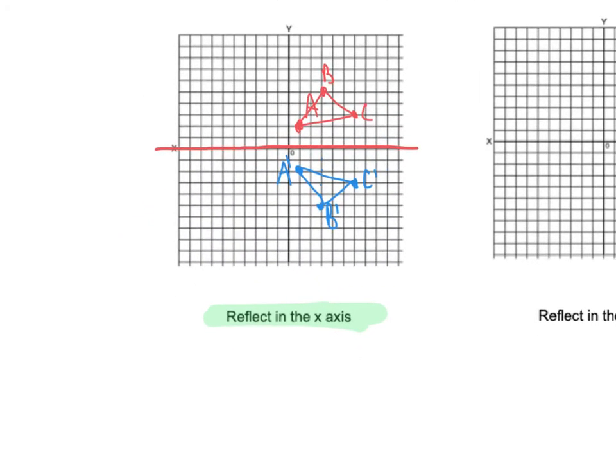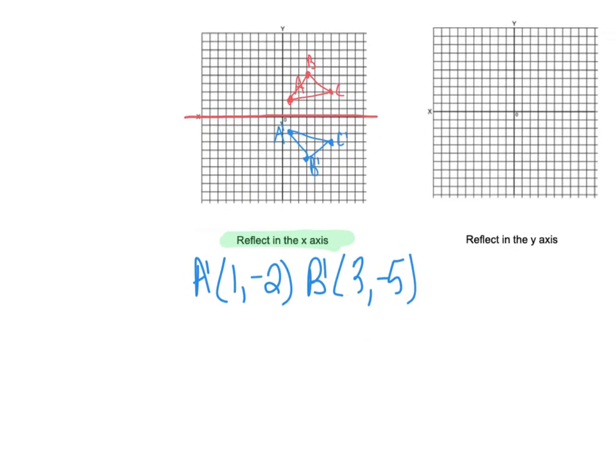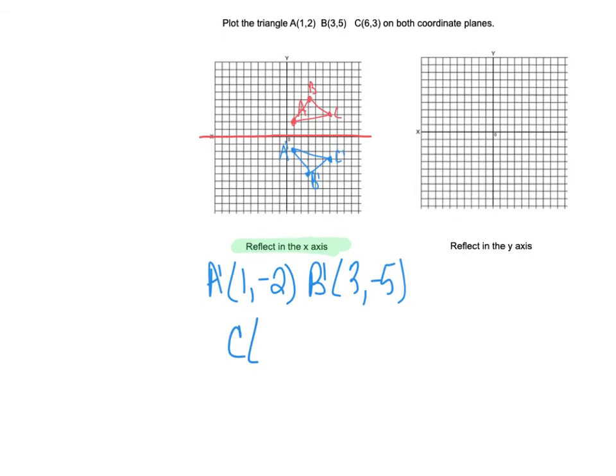And when we're going to write our ordered pairs, A prime, remember, if it started out at (1, positive 2), our A prime is at (1, negative 2). B started at (3, positive 5). Our reflected point is going to be at (3, negative 5). And C started at (6, positive 3), so reflected in the x-axis is going to be (6, negative 3).